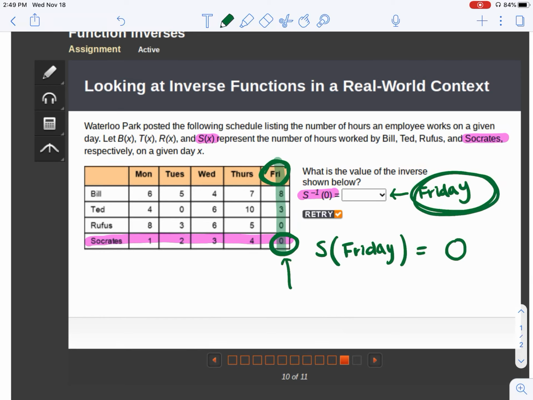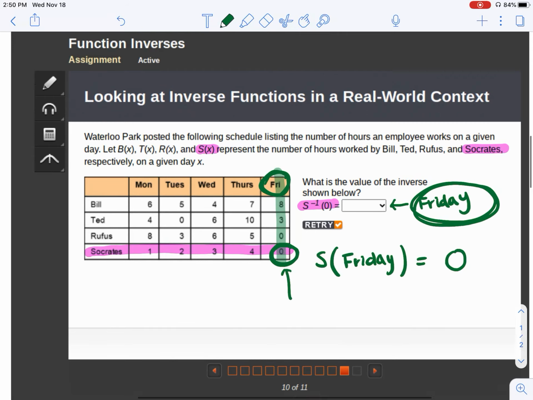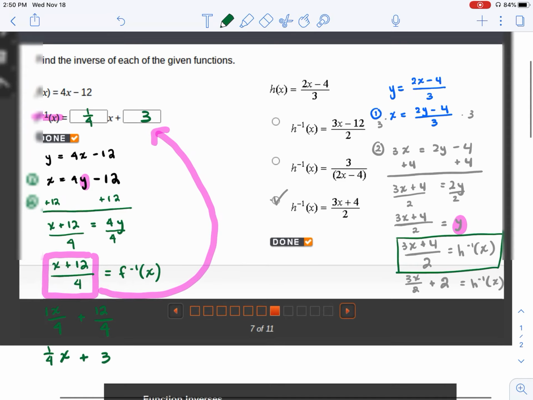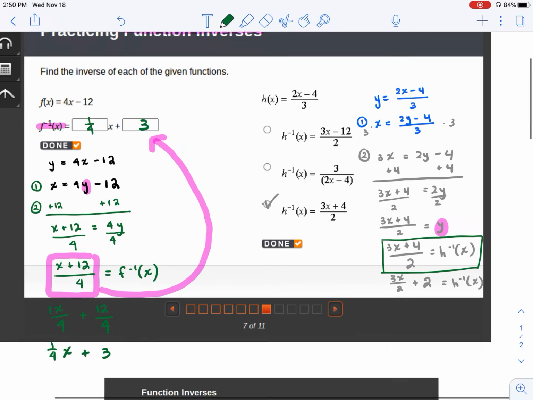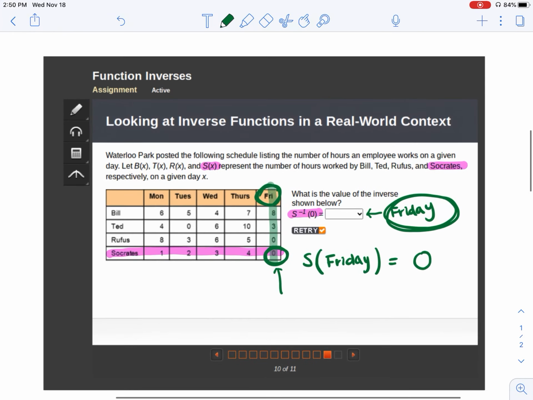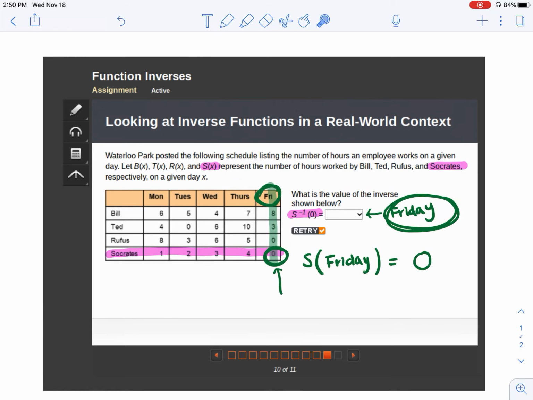I want you to notice that this topic of inverse, you could solve it algebraically, like what we did above here, or you could answer based off a table. They give you the y value and you're solving for that x value.